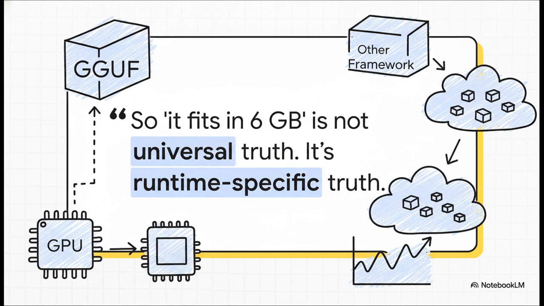GGUF is a special container that's been hyper-optimized for runtimes like llama.cpp, especially on machines that are designed to use both system RAM and VRAM. So when you see those amazing memory numbers, they're only true in that specific context. The second you try to load that same GGUF model into a different framework, guess what? The weights might get dequantized back to a higher precision, and your VRAM usage can just explode.